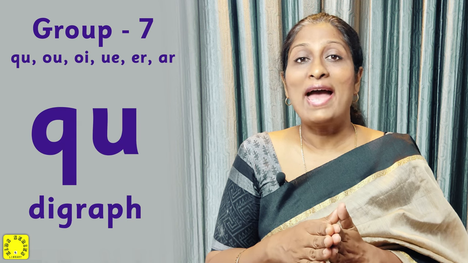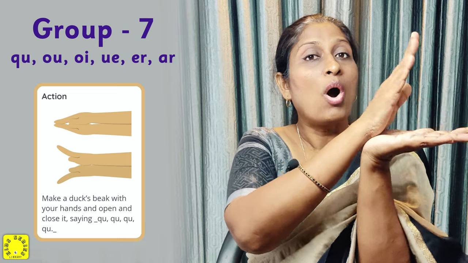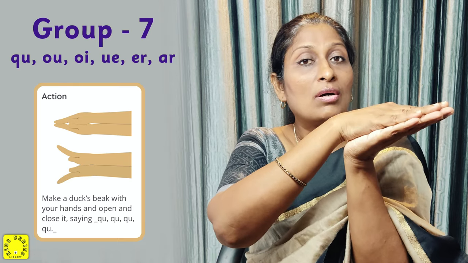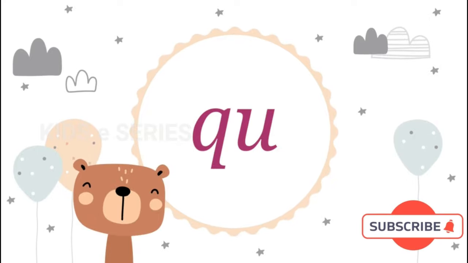Group 7. The letters Q and U together give us one sound. Qua, qua, qua, quack.